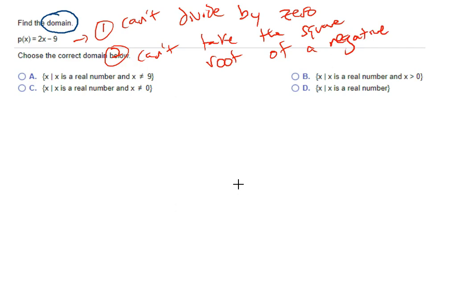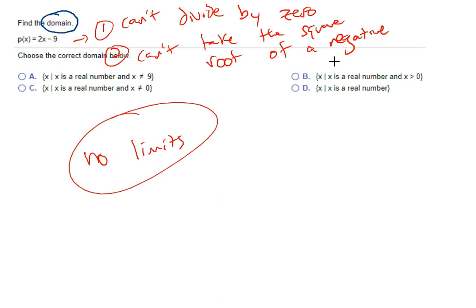We're not going to divide by 0. We're not going to get the square root of a negative. There's no limitations on this equation. There's no limits, which means the domain is just all real numbers. D, right? So if there's no concerns in the equation for ways that it could break or not work out properly, then the domain is just automatically all real numbers.